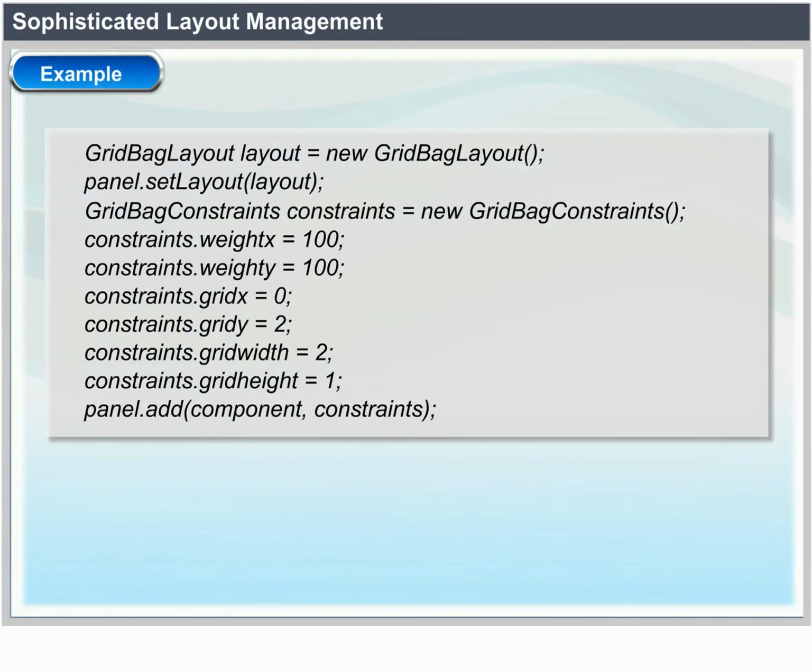Example: GridBagLayout layout = new GridBagLayout(); panel.setLayout(layout). GridBagConstraints constraints = new GridBagConstraints(); constraints.weightx = 100. constraints.weighty = 100. constraints.gridx = 0. constraints.gridy = 2. constraints.gridwidth = 2. constraints.gridheight = 1. panel.add(component, constraints).